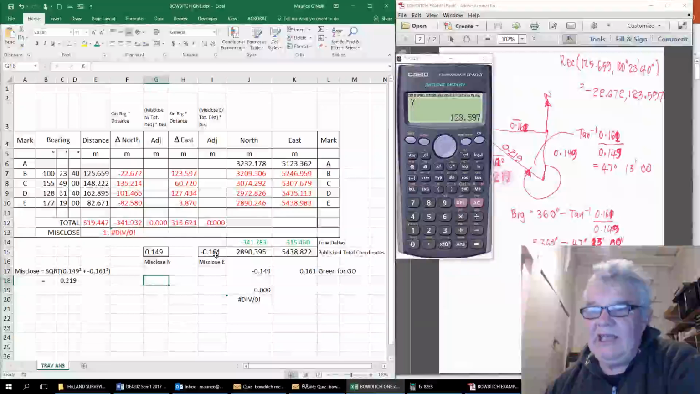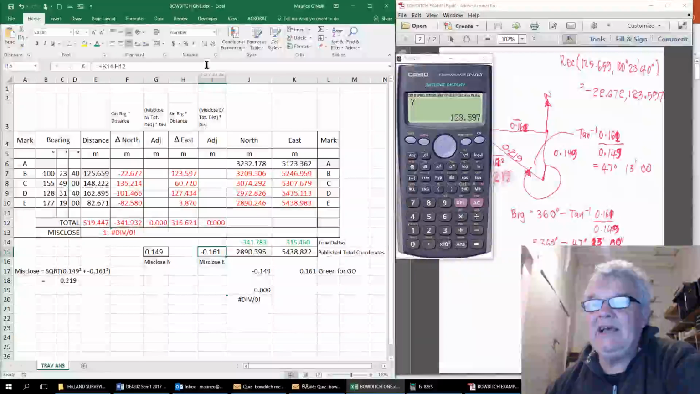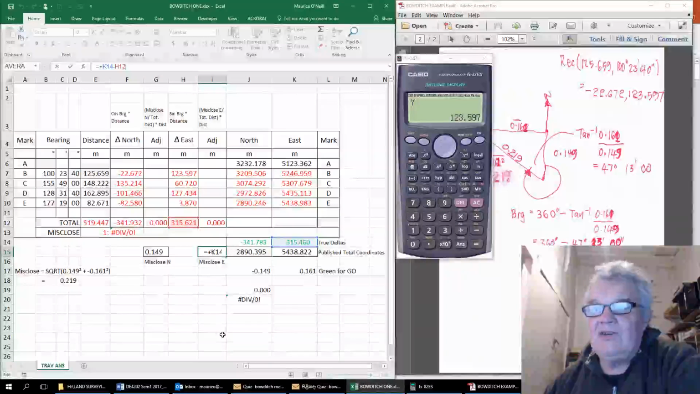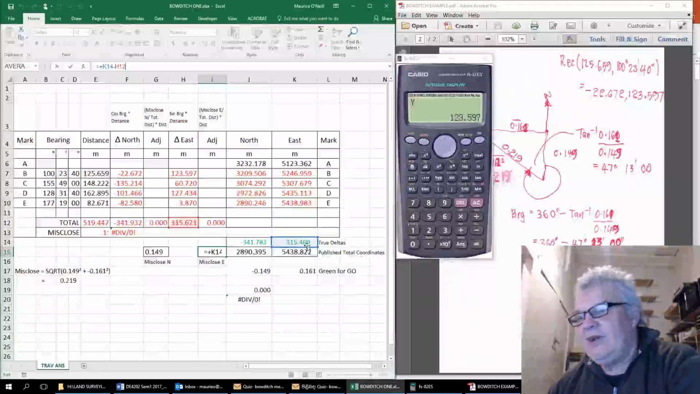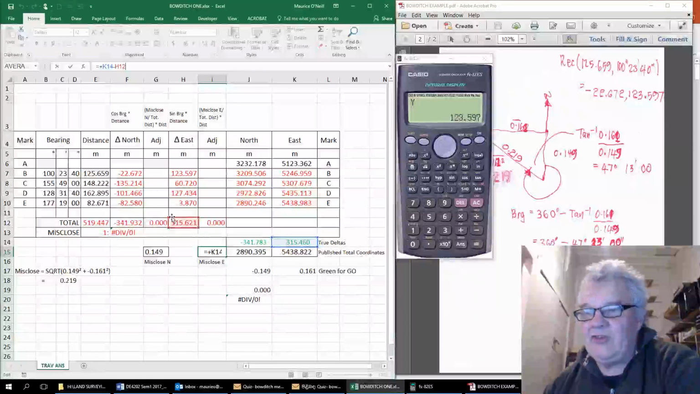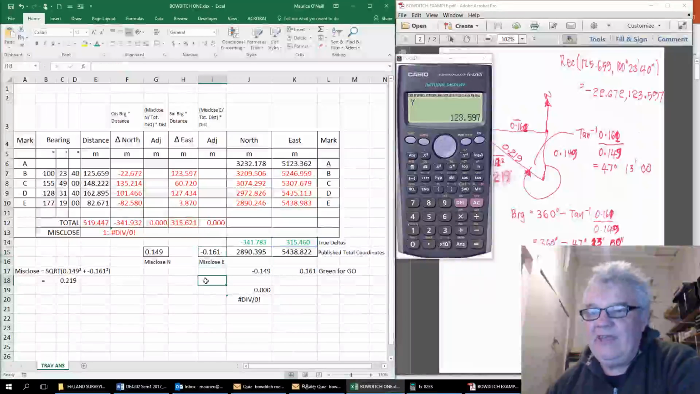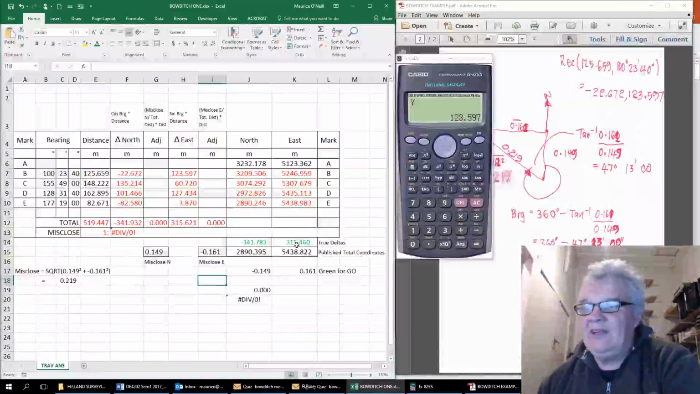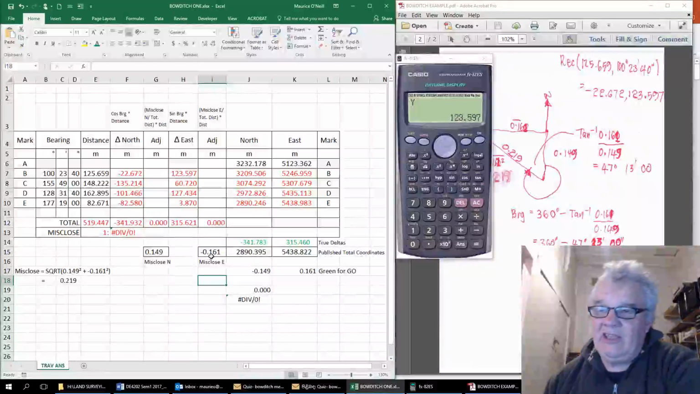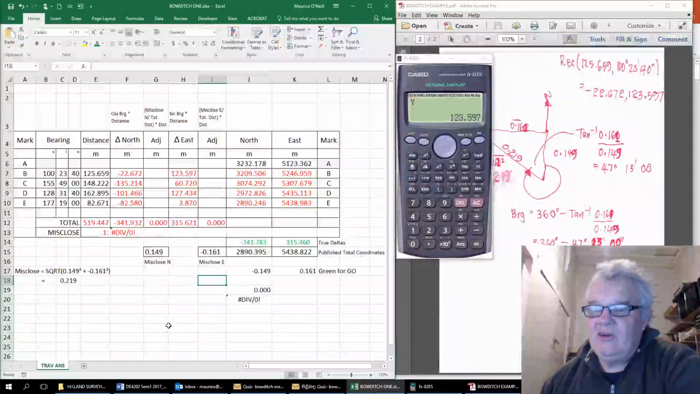And similarly here, if you look at this one, this is what I've got, this is my delta n, and this is what it should be. And you can see that this is 315,621, and this is 315,460. So we've got to subtract from that negative 1.161 to make it equal. So that's the adjustment.